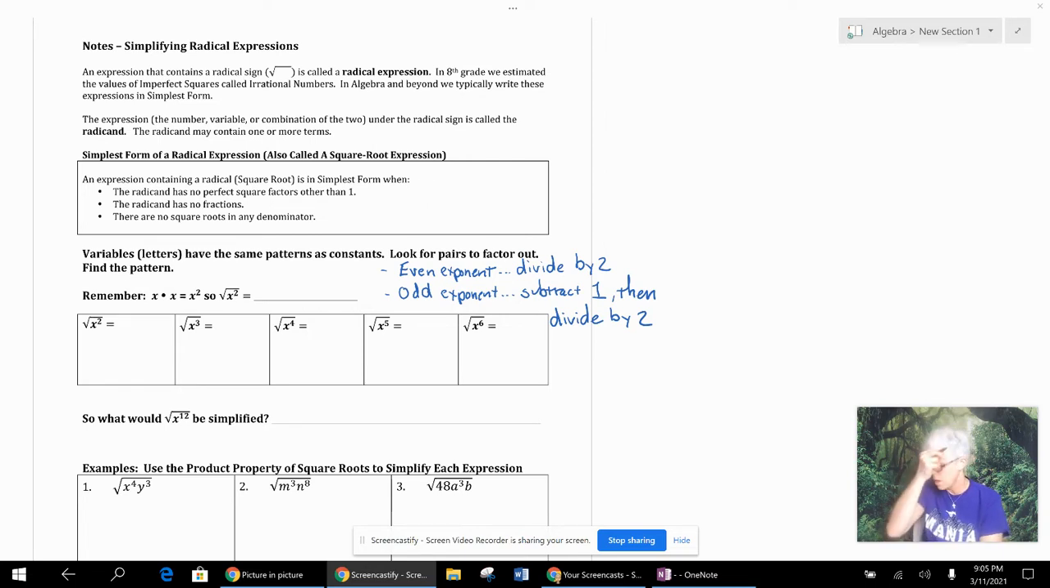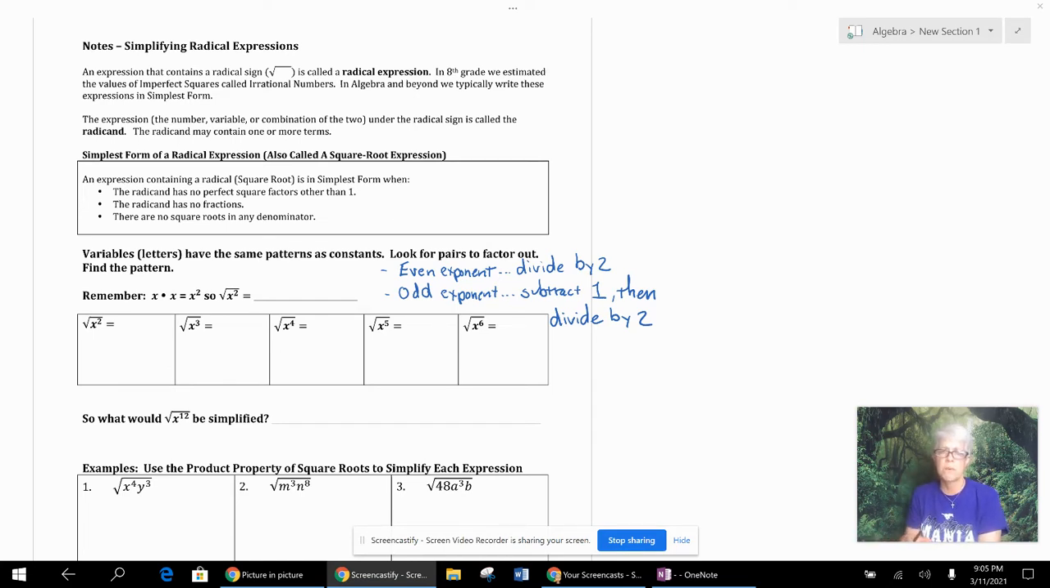Now, the other thing I'm going to bring up is finding the square root of an exponent. We'll get into more detail, but in a nutshell, if you have an exponent on a variable and it's an even number, divide by 2 and pull that out. If it's an odd number, subtract 1 and then divide by 2 and pull it out. If you can remember that, it'll be a big help, but you'll see what I mean.